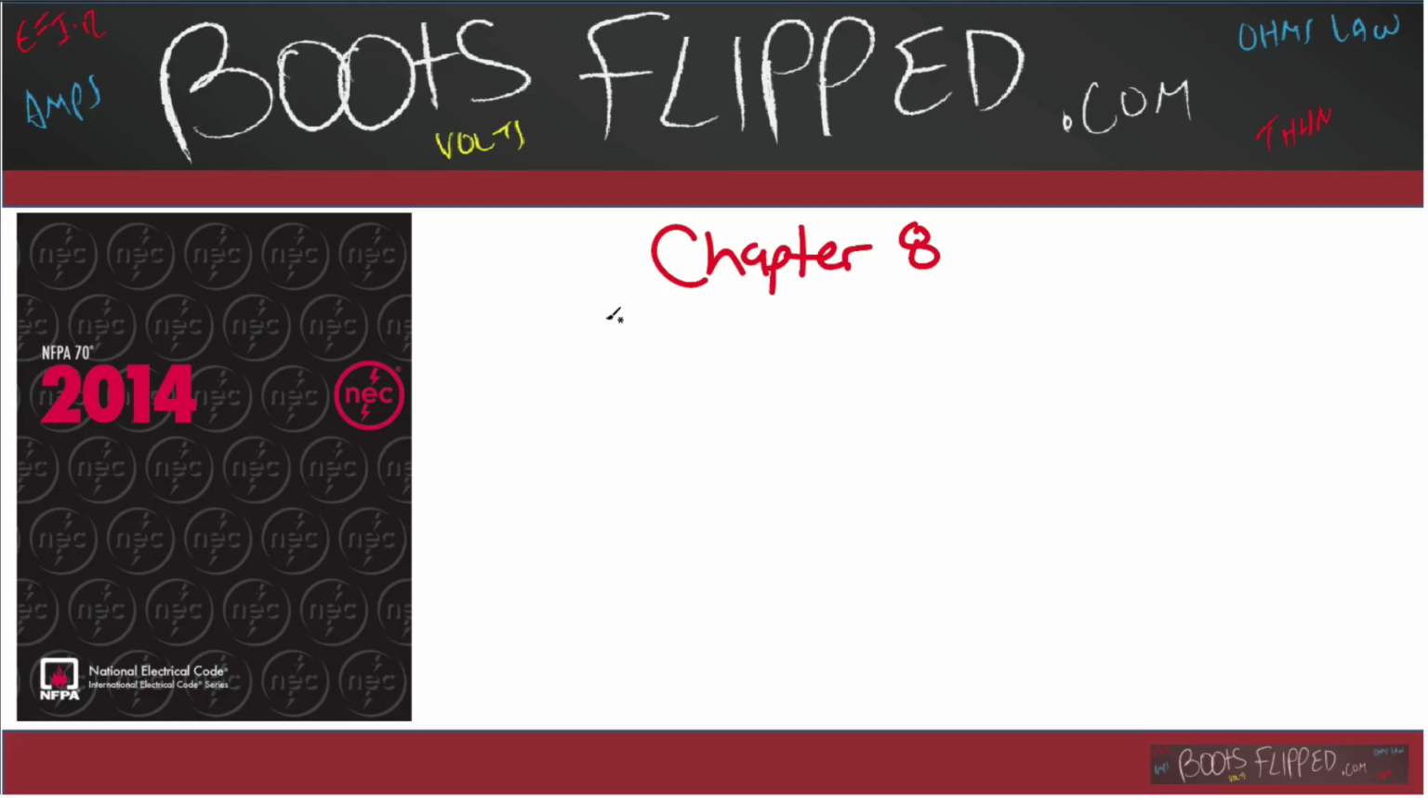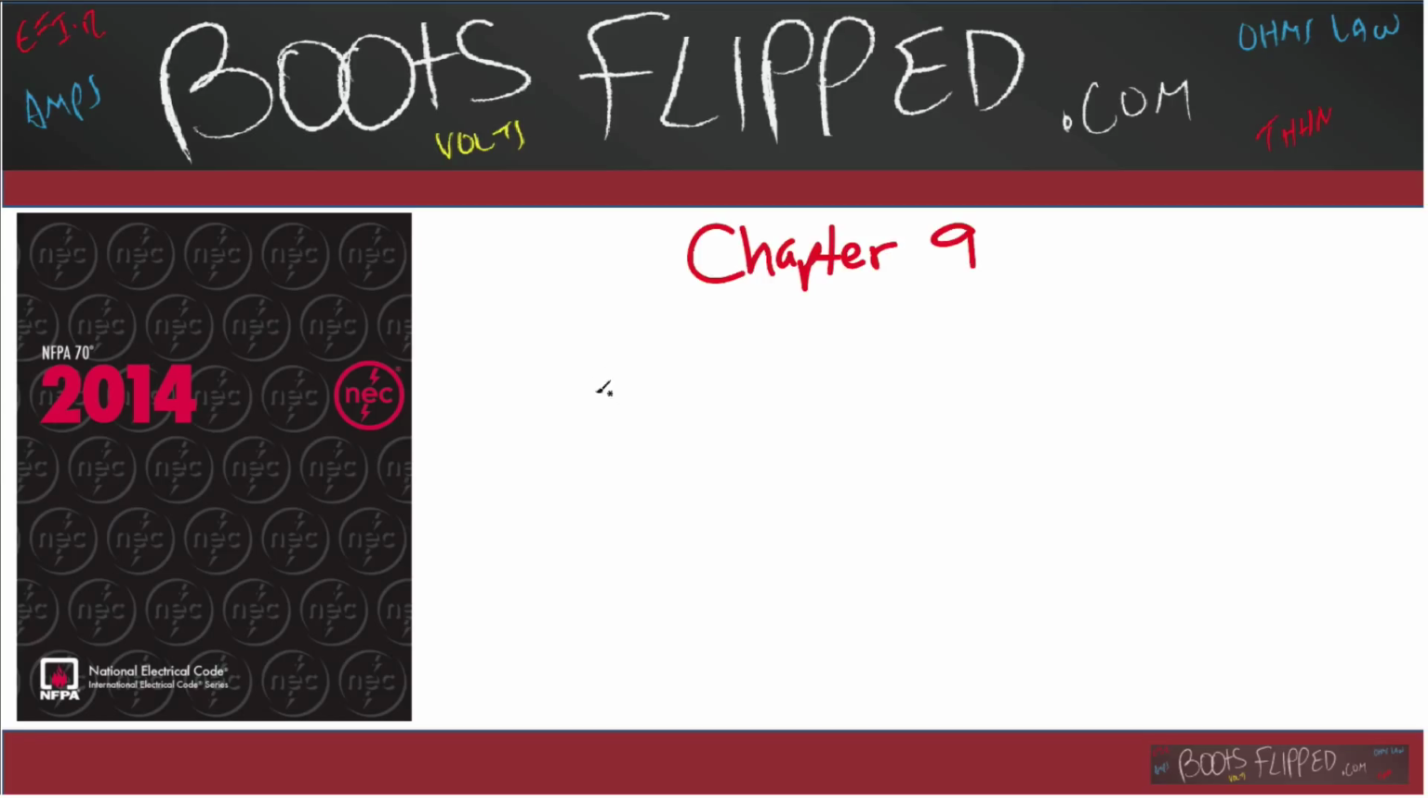Chapter 8, communication systems. If you do any communication work, you'll find several codes in here that are just for you. And a lot of people don't think that those are covered in the code, but they are. So you'd find that in Chapter 8.